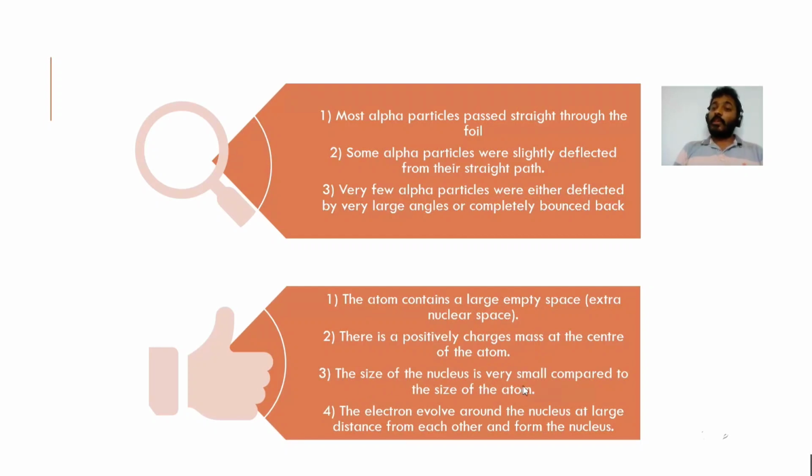The size of the nucleus is very small compared to the size of the atom. So there is a dense positively charged nucleus which is situated at the center of the atom, and the electrons revolve around the nucleus at large distance from each other and from the nucleus. And this is the reason for which the few alpha particles were deviated from their path, because the negatively charged electrons were attracting them towards them, and hence a few alpha particles got deviated from their path. So Rutherford came up with this idea that there is a dense positively charged particle at the center of the atom and the electrons are revolving around it.